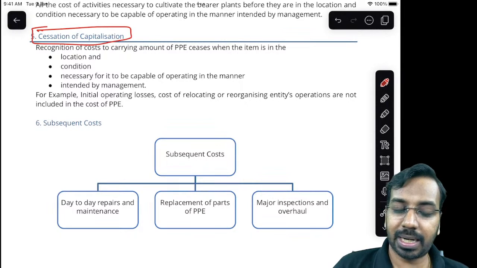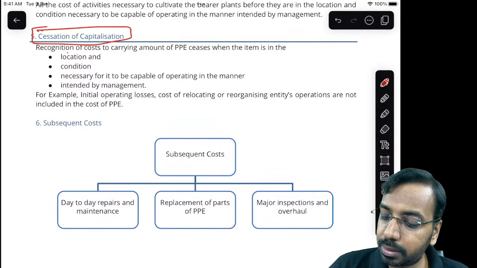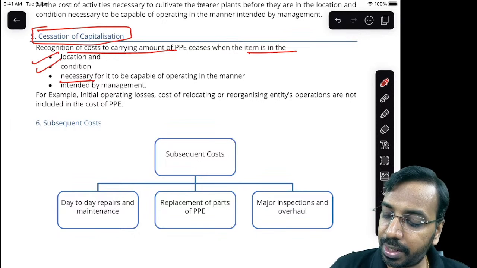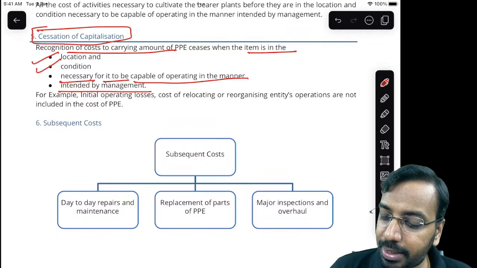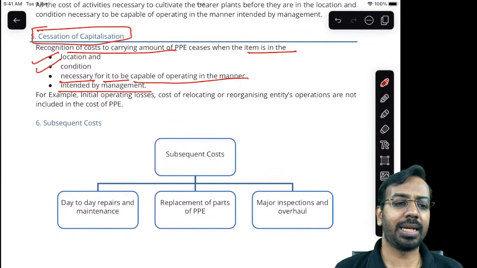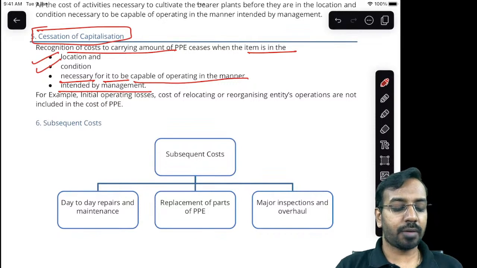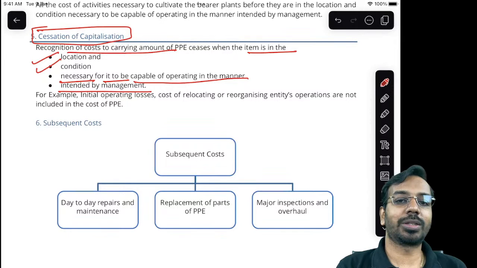Now, when do we stop capitalization? You will stop capitalization when the PPE is in the location and condition which is necessary for it to be capable of operating in the manner intended by the management. A simple example I'll give you. I purchased an air conditioner. The cost of the AC, the cost of transportation, the cost of non-refundable taxes, all of those costs I will consider and add to the cost of PPE.